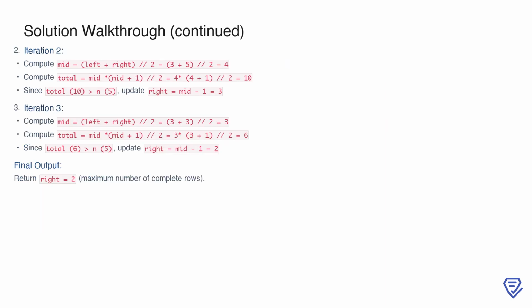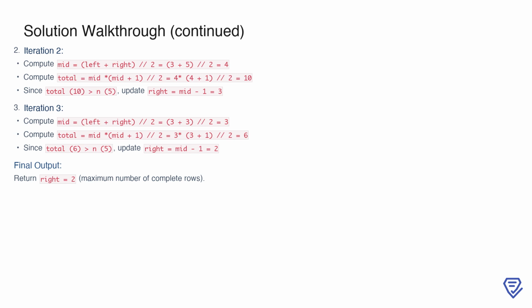In the second iteration, we again calculate the midpoint, mid, as (left + right) // 2, which now evaluates to 4. Using the same formula, the total becomes 10. This total is greater than 5, indicating that 4 rows require more coins than we have available. As a result, we narrow our search by updating right to mid - 1, which becomes 3.